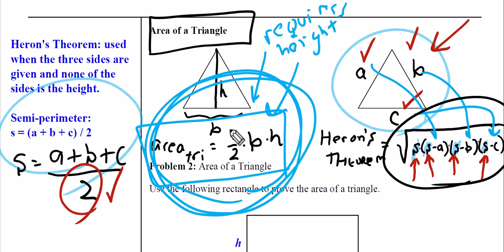If I don't have that and they want the area of a triangle, well, I better have all three sides so I can go ahead and do the hokey pokey. And we'll show you an example with it.